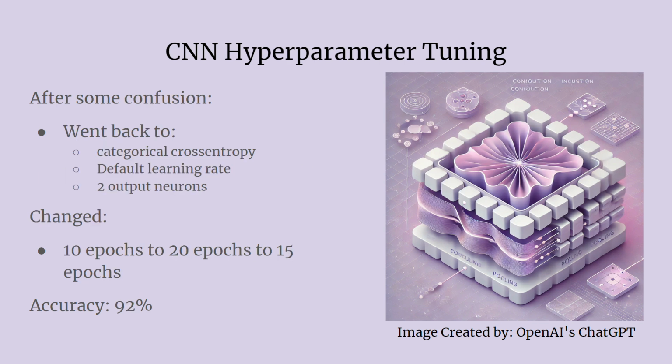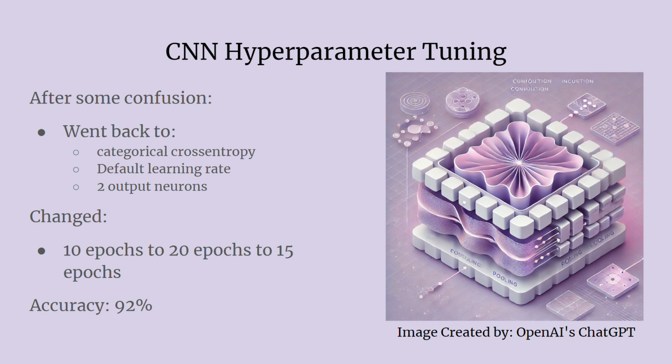After a bit of confusion, I went back to having some previous hyperparameters. So I changed back to having categorical cross entropy for the loss function. I also changed back to having the default learning rate, and I changed to having 2 neurons in the output layer instead of the 1. The only thing that I truly changed from the very first iteration was the number of epochs. Originally I had 10 epochs, which gave me an 89% accuracy. I then changed this to 20 epochs to see if it could just push me over to 90%.